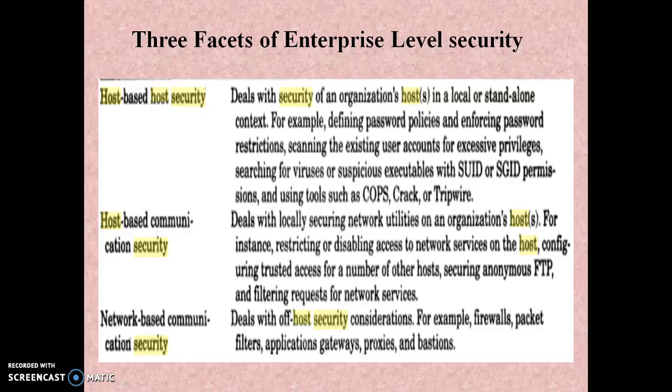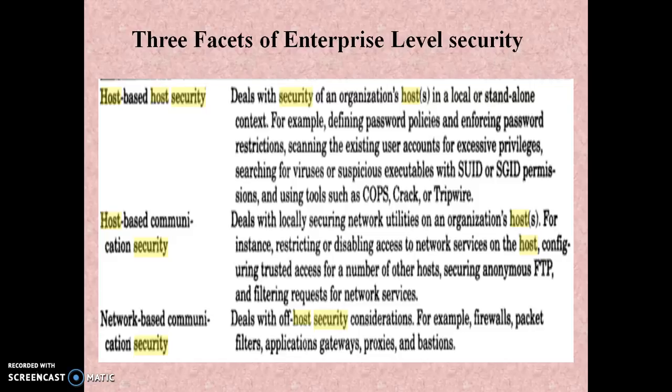Another one is host-based communication security. It deals with locally securing network utilities on an organization's host. For instance, let's consider restricting or disabling the access to the network services on the host, configuring trusted access for a number of other hosts, securing anonymous FTP, and filtering the requests for the network services.